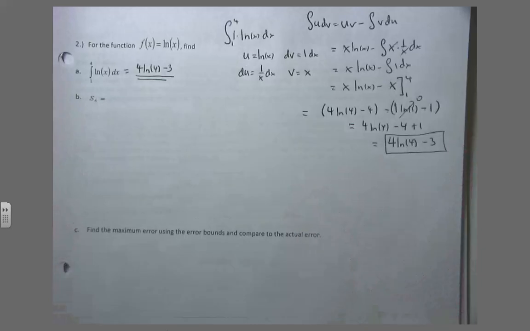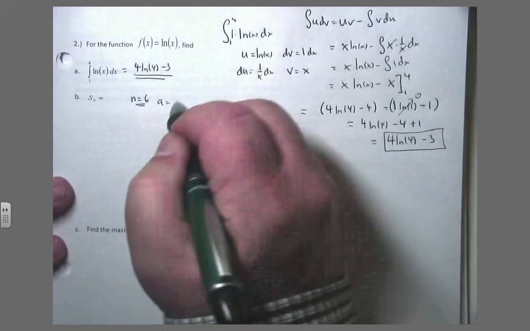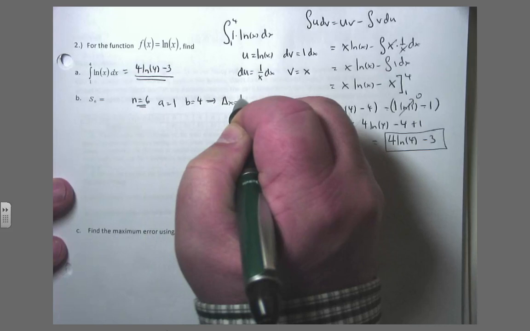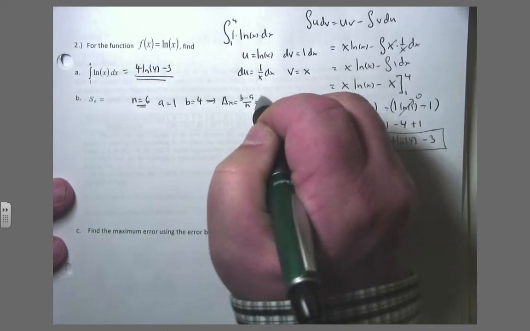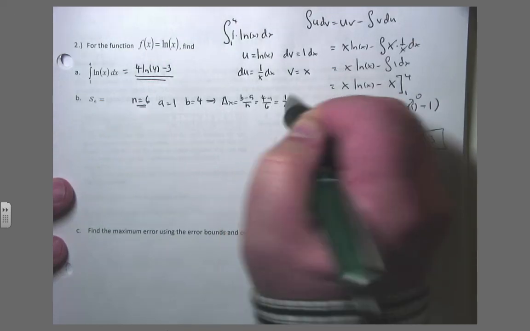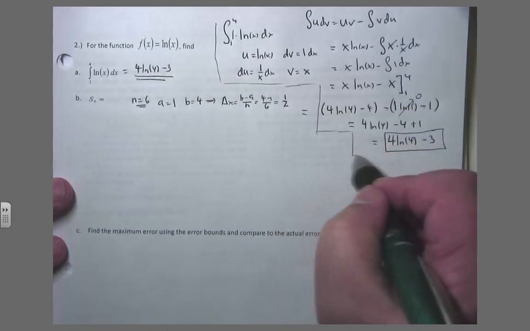Second part is this. I want you to use Simpson's Rule to find S6 for this particular integral. S6 tells you how many partitions you have: 6 partitions. Because we're integrating from 1 to 4, a is equal to 1 and b is equal to 4. That implies that delta x is equal to (b minus a) over n, which is (4 minus 1) over 6, which is equal to 1/2. I'm just going to separate this from what we've done before.